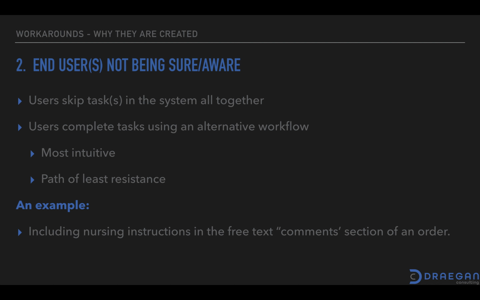One example would be including nursing instructions in the free text comment section of an order. When entering an order into the system, there is usually a comment box attached. Often, if users aren't aware that there are discrete orders for nursing instructions, they may add the instructions or some additional tasks to the actual diagnostic order. That's one I can use as an example of users not being aware of the process.